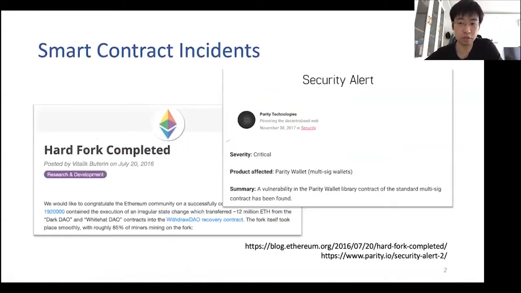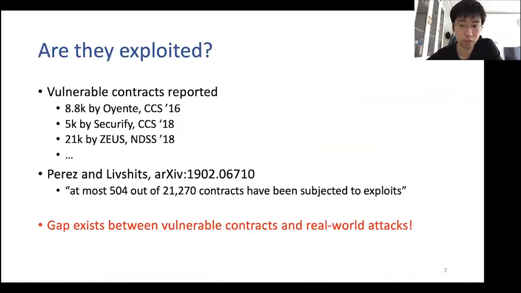From its day of birth, the security of smart contracts has drawn much attention, and several incidents such as the DAO attack and the Parity wallet hack have caused millions of dollars in losses. Since then, many works have been proposed to locate vulnerabilities in smart contract code. For example, Oyente, Securify, Zeus, and ContractFuzzer have reported thousands of vulnerable contracts.